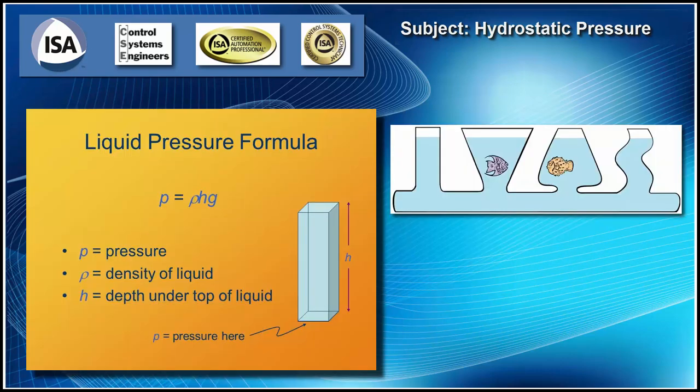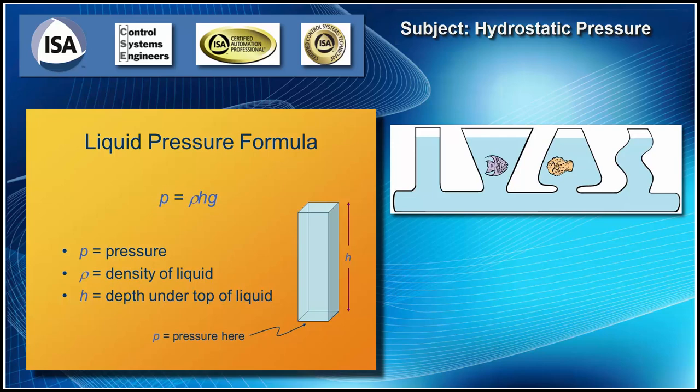Okay, let's take a look at the liquid pressure formula. We see that pressure equals the Greek lowercase rho, times h, times g. Well, rho is our density of our liquid. Like we said, for water it would be 62.4 pounds per cubic foot. And g is acceleration of gravity, which for us will be 32.2 feet per second squared, 9.81 if we're in metric units.